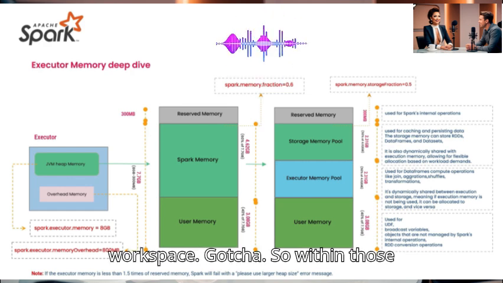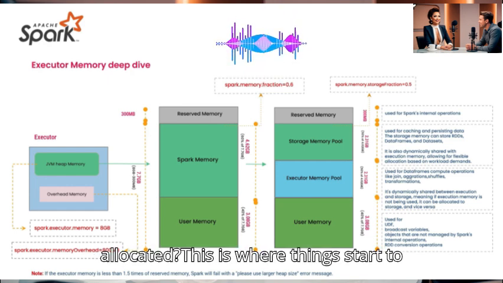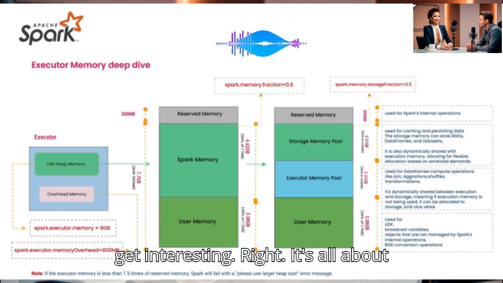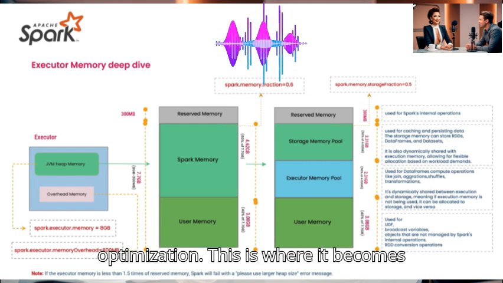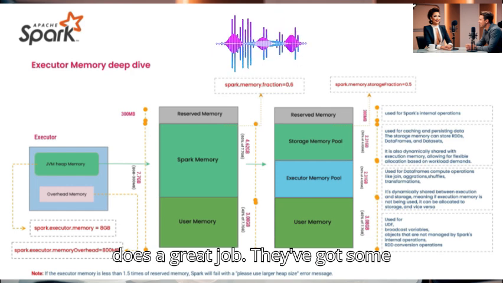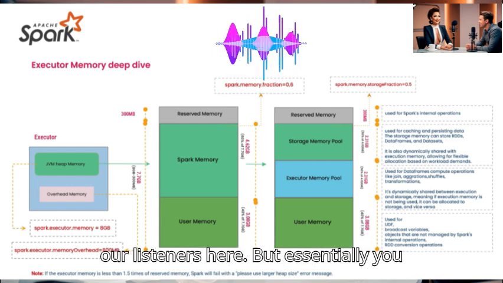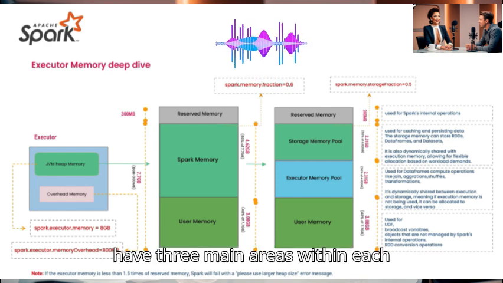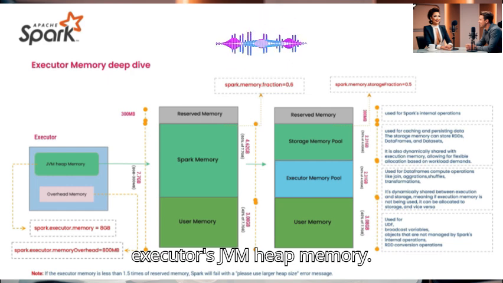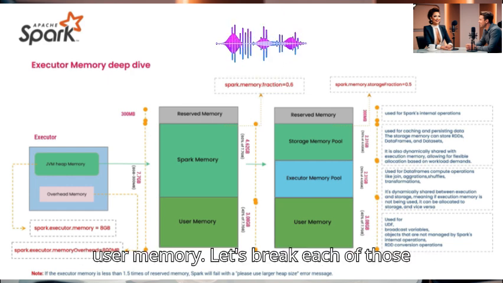Gotcha. So within those executors, let's talk about where all the magic happens. Where's that memory allocated? This is where things start to get interesting. Right. It's all about optimization, right? Yeah. This is where it becomes critical. So the Clever Studies video does a great job. They've got some visuals to explain this. Yes. I'll do my best to paint that picture for our listeners here, but essentially you have three main areas within each executor's JVM heap memory. You've got reserved memory, Spark memory, user memory.